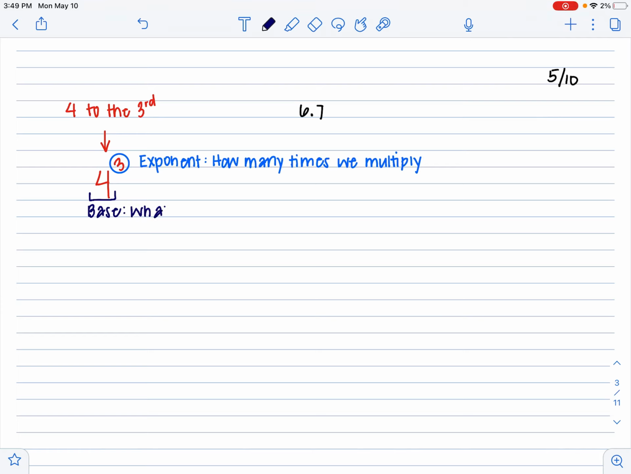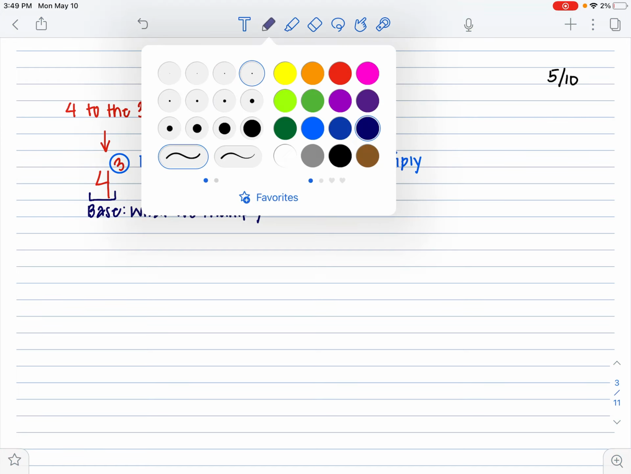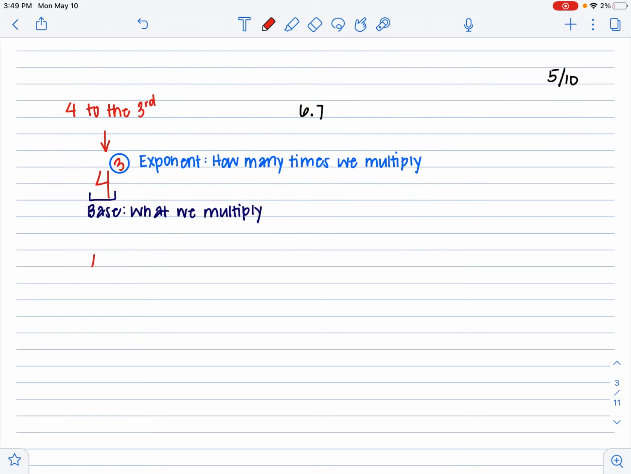So, if we were solving this expression, we would write it like this: 4 to the third equals 4 times 4 times 4. Because again, our base is 4, that's what we're multiplying, and we need to multiply it 3 times because our exponent is 3. To multiply 4 times 4 times 4, we would simply multiply 4 times 4, which is 16.